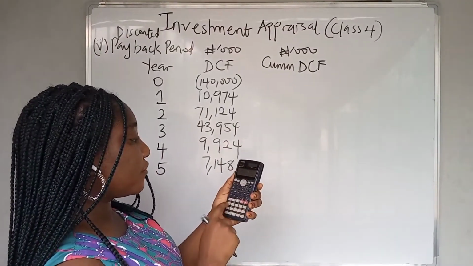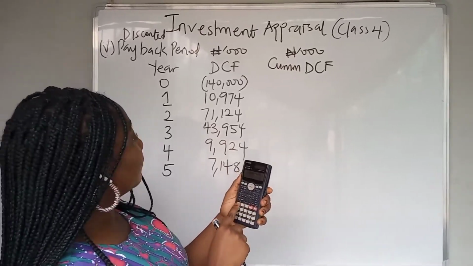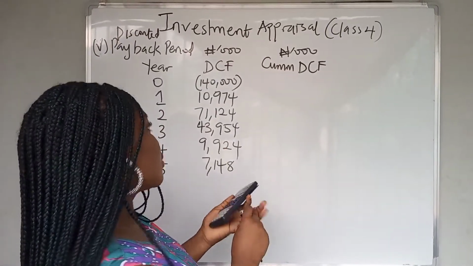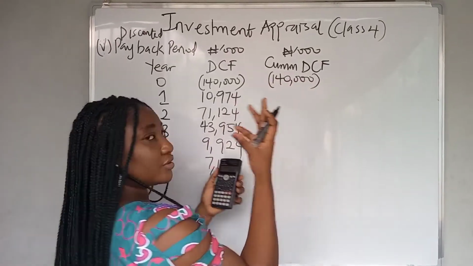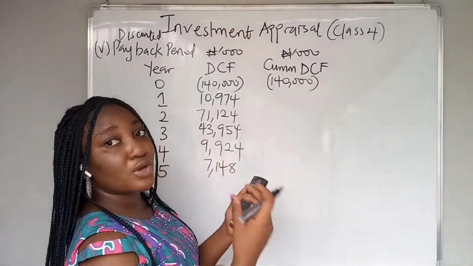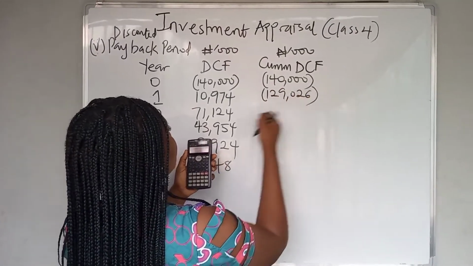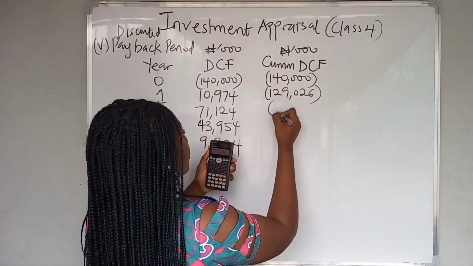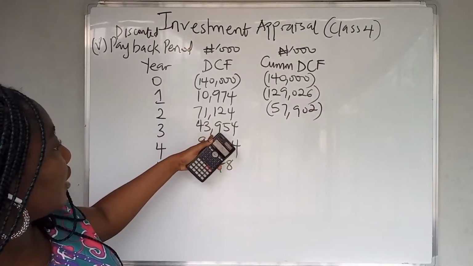So you have minus 140,000 plus 10,974. Please ignore all the noise. So in year 0, of course, it will still be 140,000. By the end of year 1, their investment to be regained would have reduced to 129,026, okay, plus 71,124. That gives you 57,902.